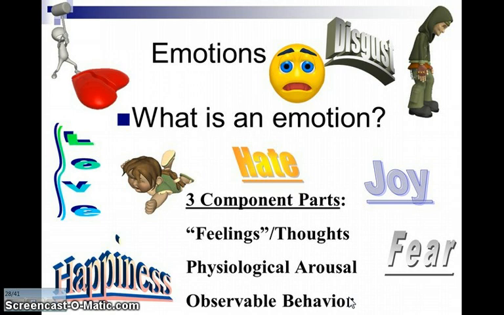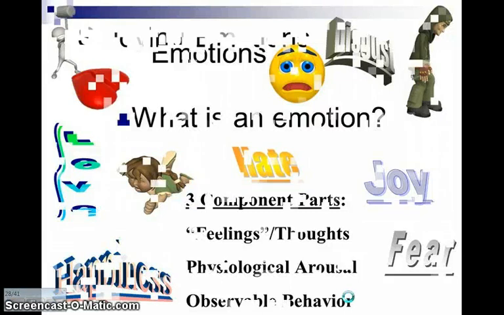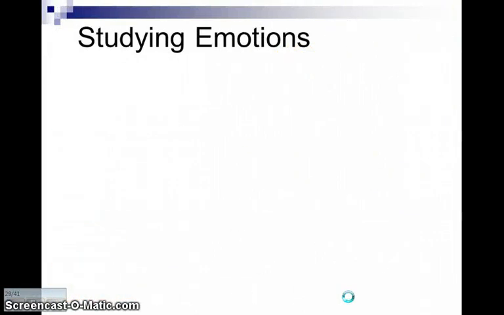And then there tends to also be some sort of observable behavior. Little children are very obvious with this. If they get mad, they throw a tantrum, or they kick something, or they cry and yell and scream. That's observable behavior. Now, adults have learned over the years to try and control the observable behavior, but even at that, not everybody does.